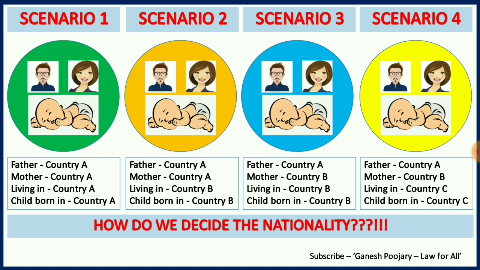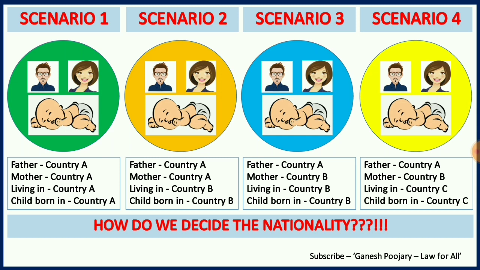Now, scenario 1: the father belongs to country A, the mother also belongs to country A, and they are living in country A and have a child in country A. In that case, it is very easy. The child will get the nationality of country A. Now, scenario 2: the father is from country A and the mother is also from country A, but they are now living in country B and they have a child in country B. Now, which nationality will that child get? Whether it gets the original country, that is A, or the country where it is living, that is country B. That is the question.